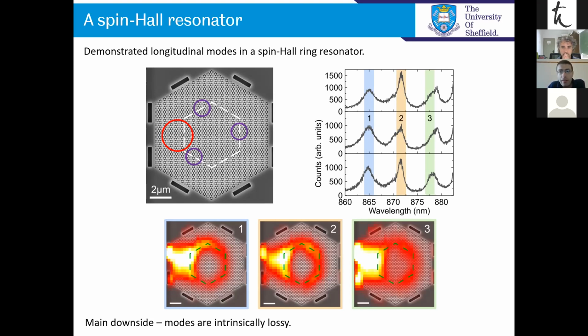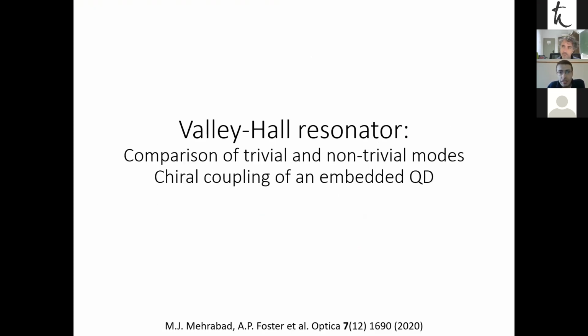However, more fundamentally, the modes themselves are intrinsically lossy because they're at the gamma point in the dispersion and therefore can couple above the light line. And so this led us to move on to consider the Valley Hall type structure, for which we looked at a few different points that I'll now discuss.